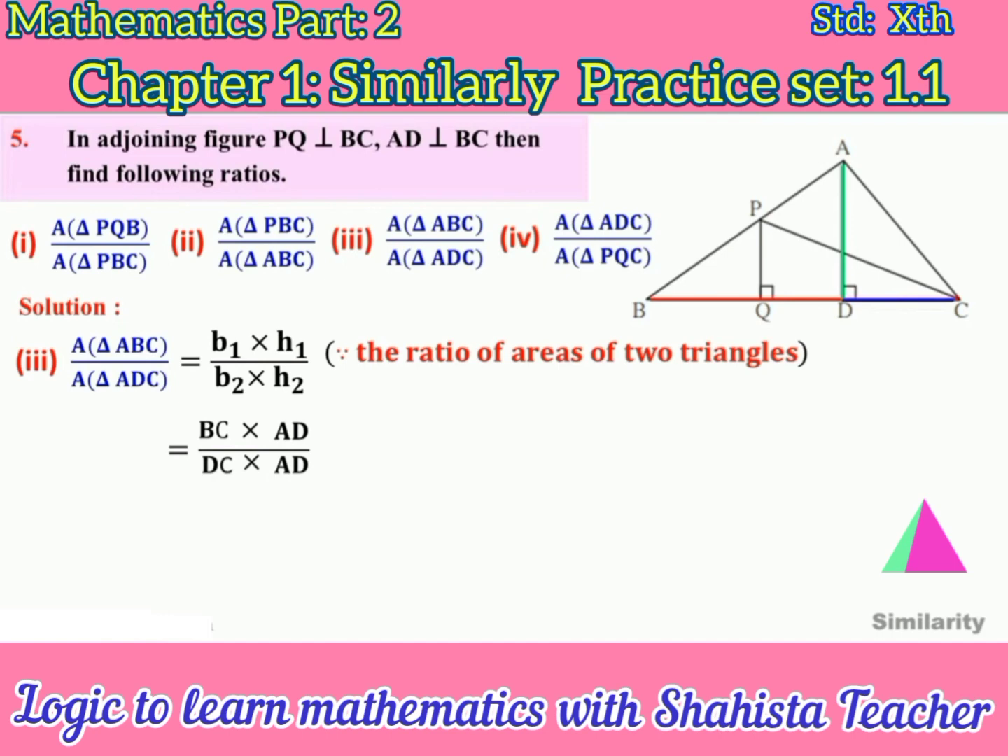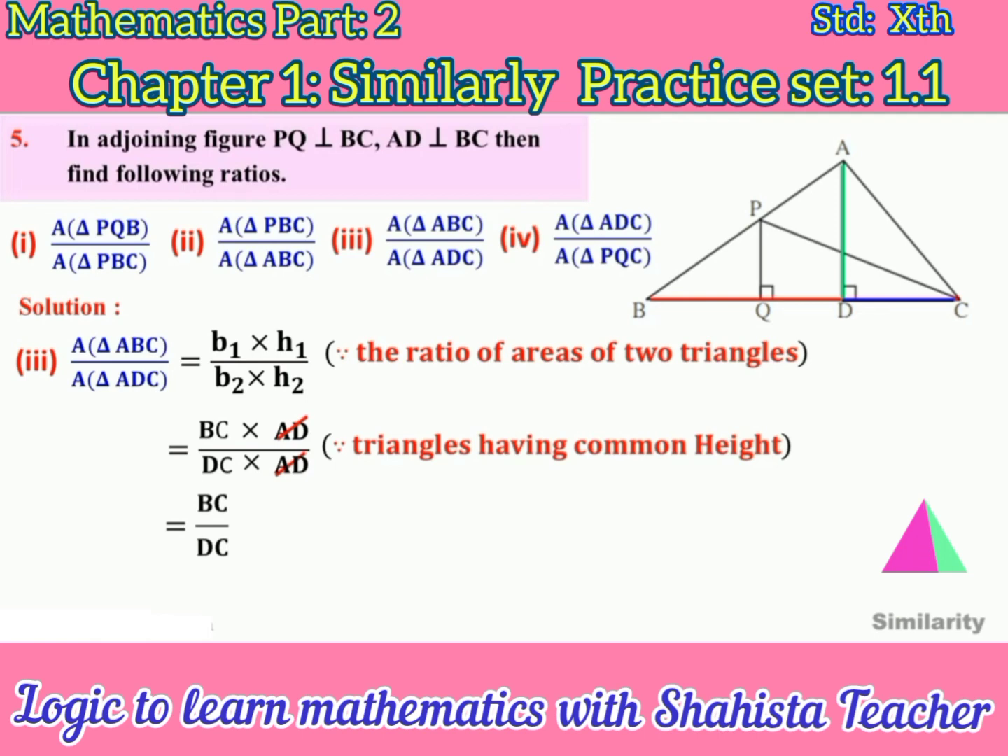BC multiplied by AD upon DC multiplied by AD. See, the height is common. Hence triangles having equal heights, so AD gets cancelled. Triangles having common height, or we can write equal height, so the common height gets cancelled. So area of triangle ABC upon area of triangle ADC is equal to BC upon DC. Is that clear, my dear students? So simple and easy to solve.